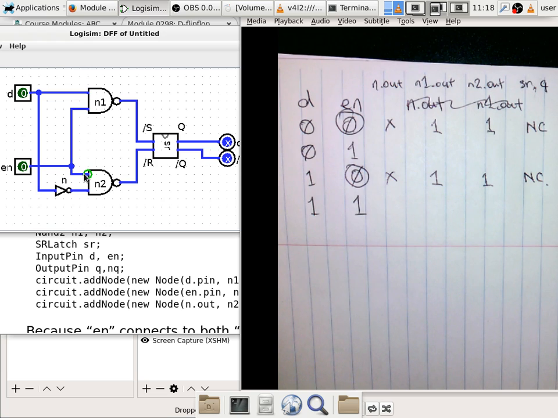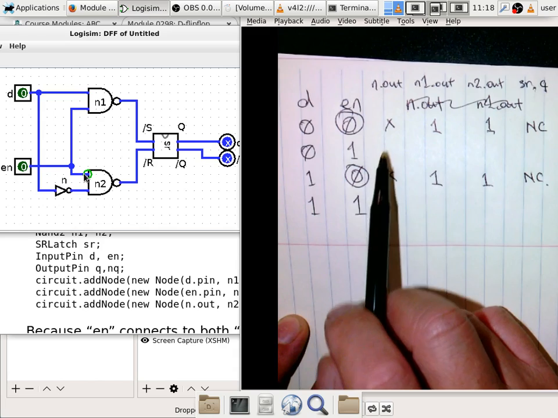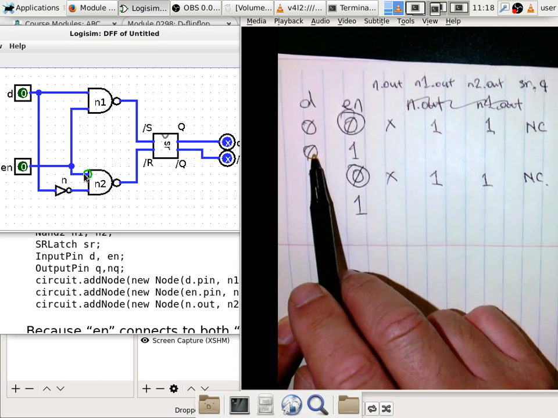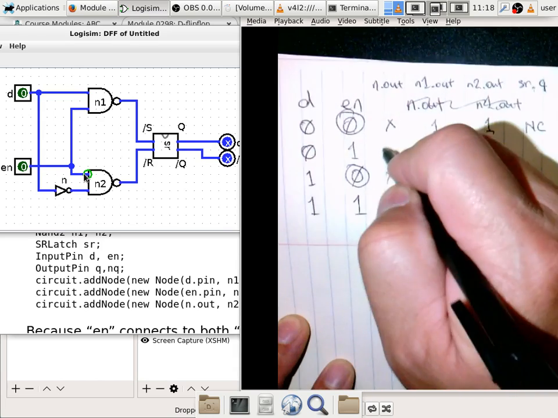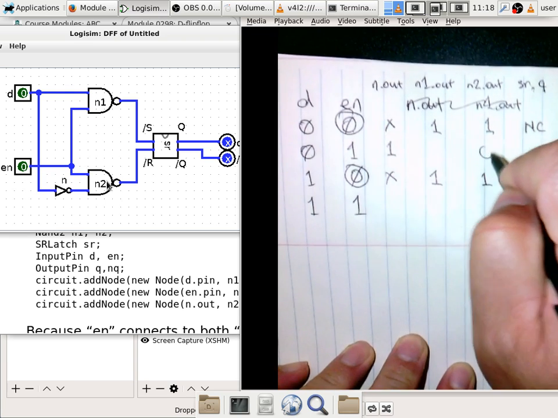What about the second row? Okay, the second row is having D as 0 and En as 1. So this one, we do have to be a little bit more careful. So N.out itself is going to be what? N is just the negation of D. So this is going to be a 1. Okay? So if that is a 1, what's going to happen to the circuit? This one is a 1 already, and En is a 1 as well. So N2.out is going to be a 0.